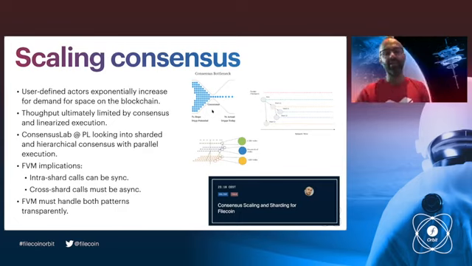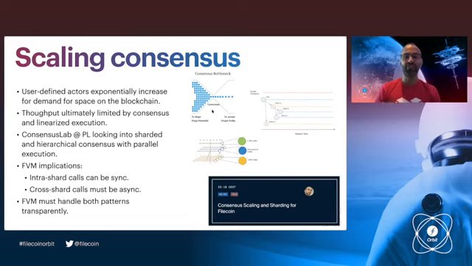Now, another thing that I wanted to mention is that user-defined actors will exponentially increase the demand for space in the blockchain, and there is significant research going on at Protocol Labs within Consensus Lab, looking into things like sharded and hierarchical consensus with parallel execution. And this has a bunch of implications in the FVM, such as the kinds of calling patterns that will happen depending on whether calls are intra-shard or cross-shard. And you should totally attend Marco's talk later today on consensus scaling and sharding for the Filecoin network.